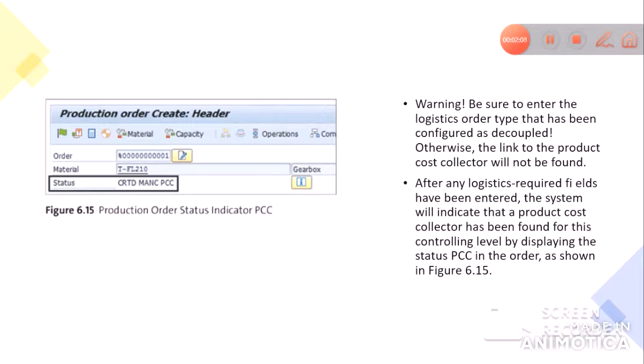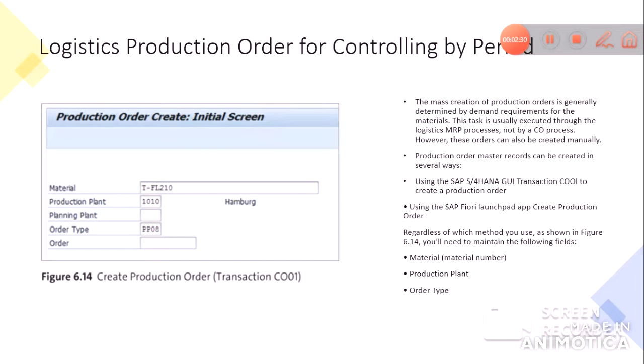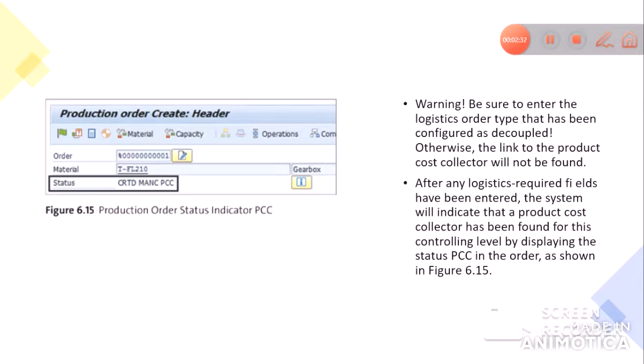So, the production order status indicator is PPC. Warning: be sure to enter the logistics order type that has been configured as decoupled, otherwise the link to the product cost collector will not be found.